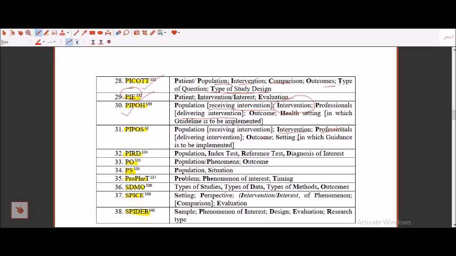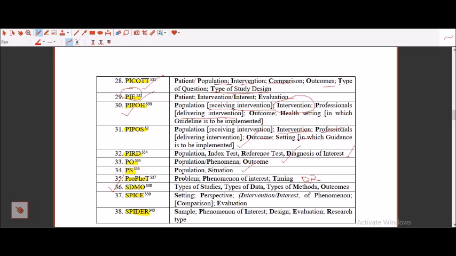Now PO is general, you can use it. Then PS, population situation, you can carry forward. PICo, population, phenomena of interest, context, is exclusively for the qualitative research that is present across domains. SDMO: types of studies, types of data, types of methods, outcomes. So we will see in depth what SDMO stands for, and what we mean by types of studies, types of data. Then comes SPICE: setting, perspective, interest, intervention.